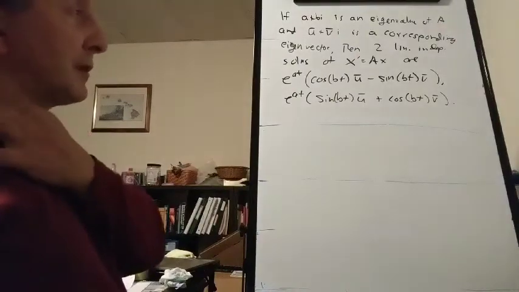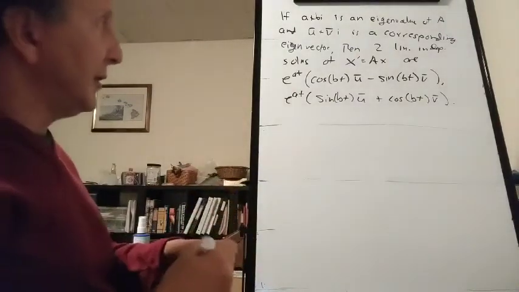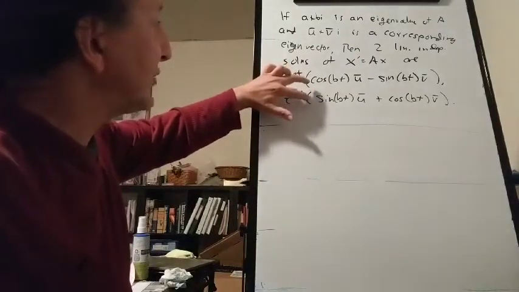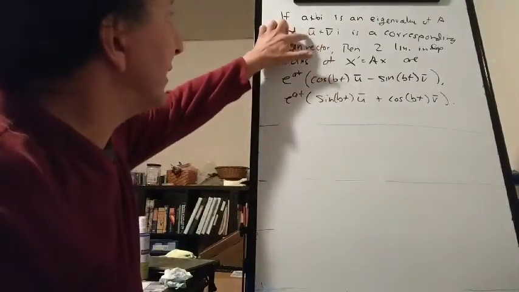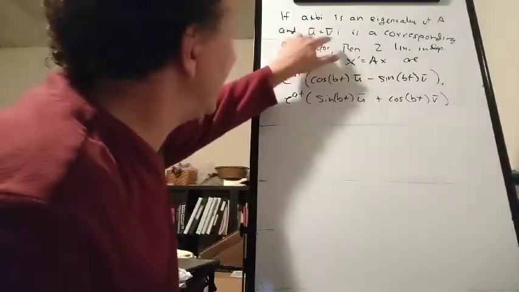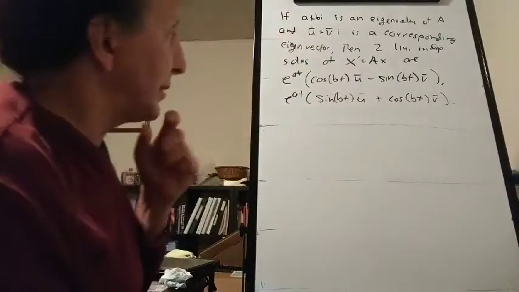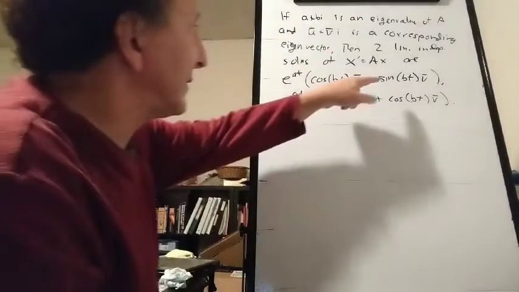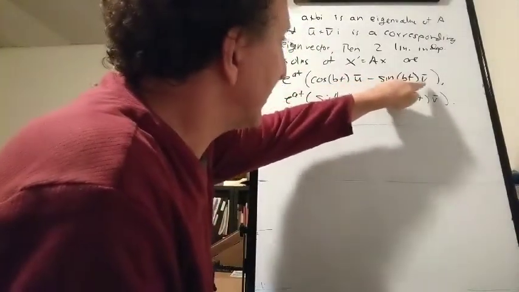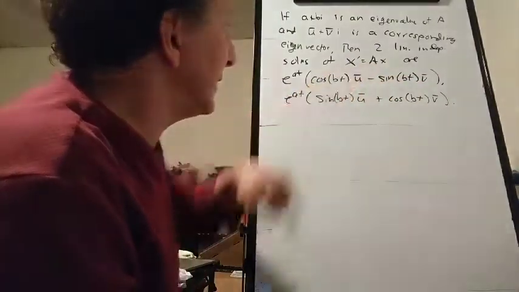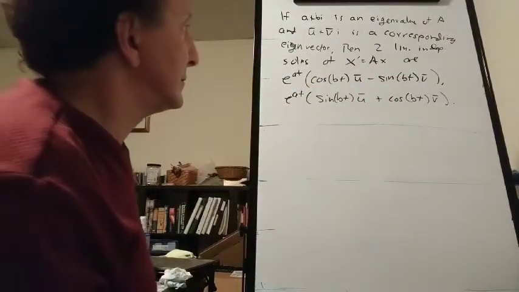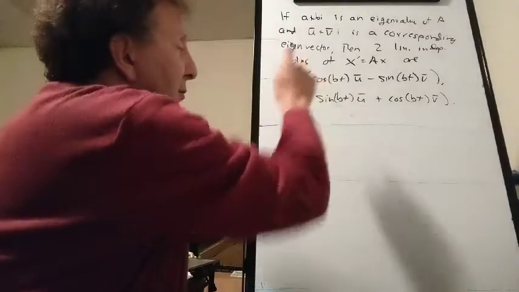Now this formula is a little tricky in my opinion, because sine and cosine each get a chance to be with the real part of the eigenvector, and they each get a chance to be with the imaginary part of the eigenvector. But when sine is with the imaginary part of the eigenvector, it has a minus in front of it. Otherwise, we have plus, plus, plus everywhere.